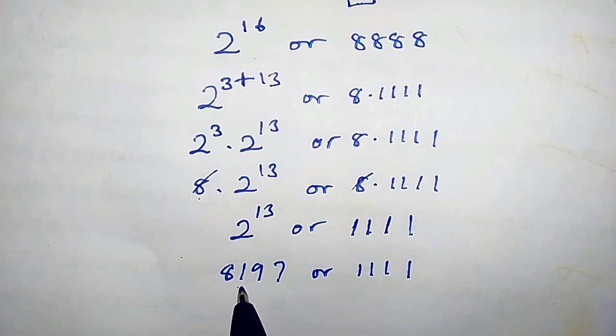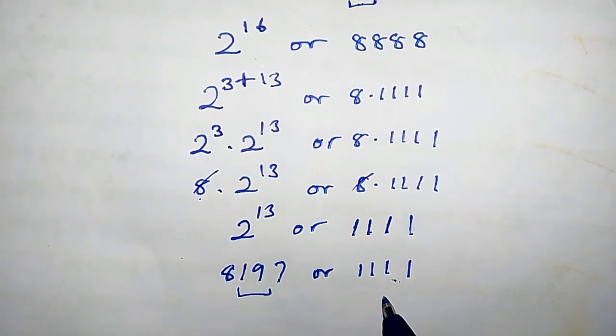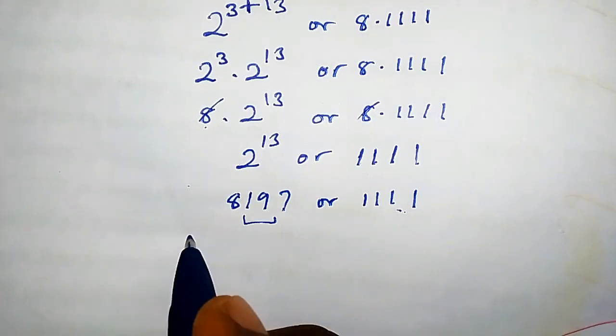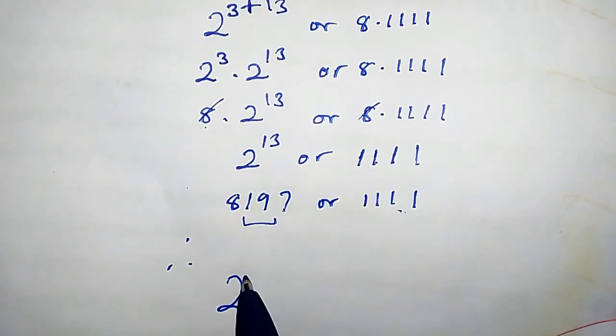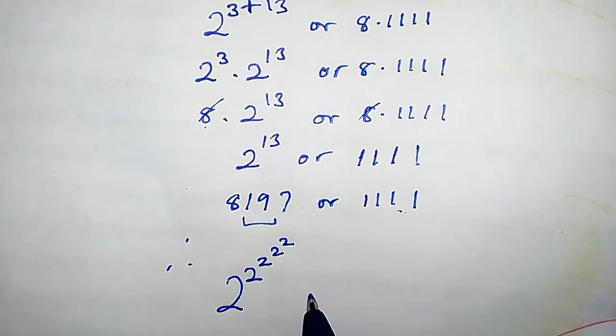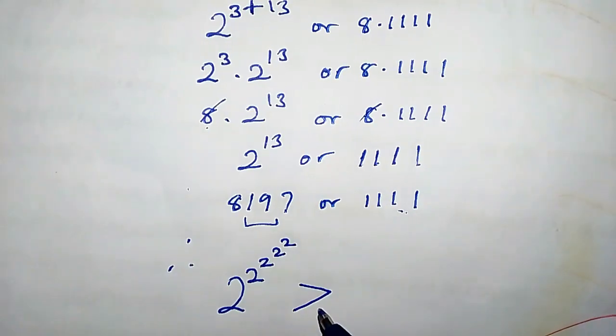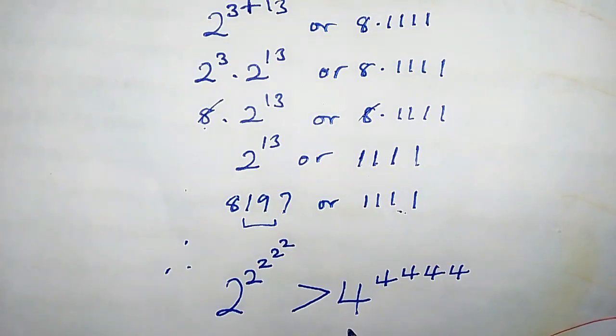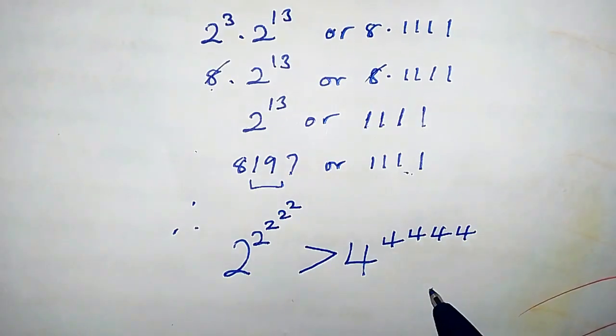Clearly, this one is greater than this. So therefore, 2 raised to the power 2 raised to the power 2 raised to the power 2 is greater than 4 raised to the power 4^4. So that's it.